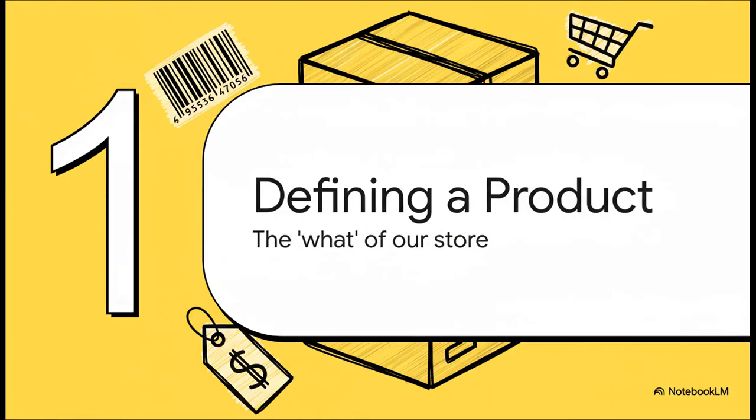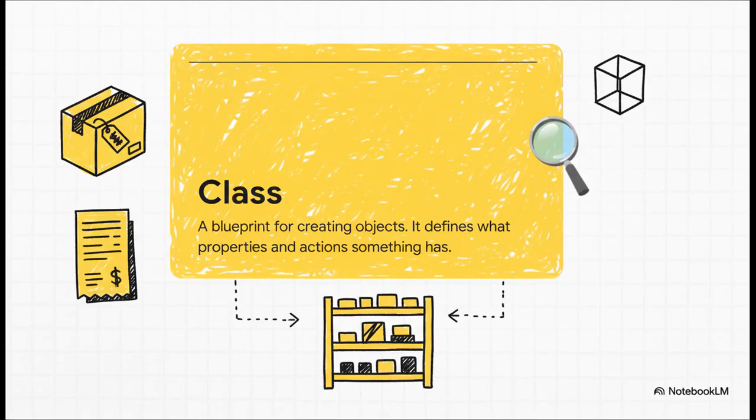Before we can sell anything, we have to define what an anything even is, right? In our store, that's a product. This is our most fundamental, most important building block. So to define what a product is, we use a concept in programming called a class. And honestly, the best way to think of a class is like a blueprint for a house. It's not the house itself, but it's the super detailed plan for how to build any number of houses that are all structured exactly the same way.